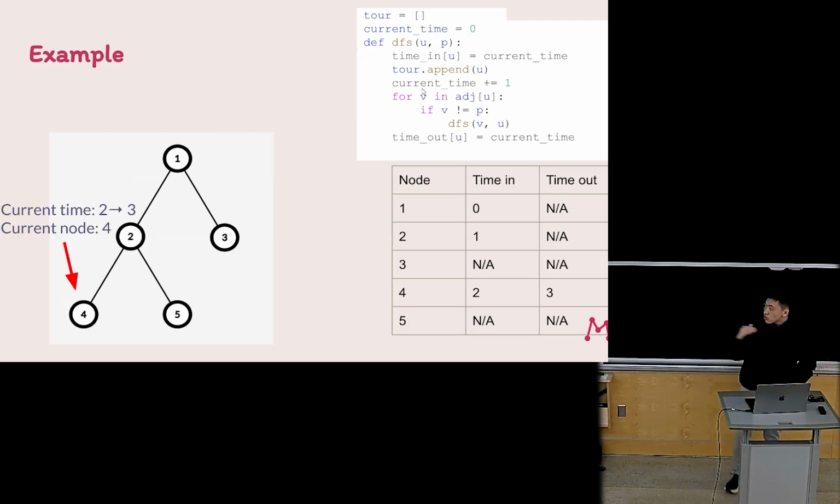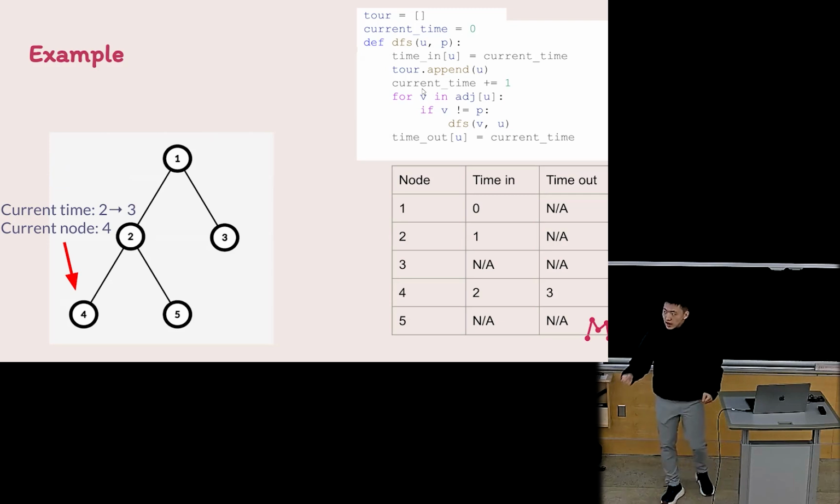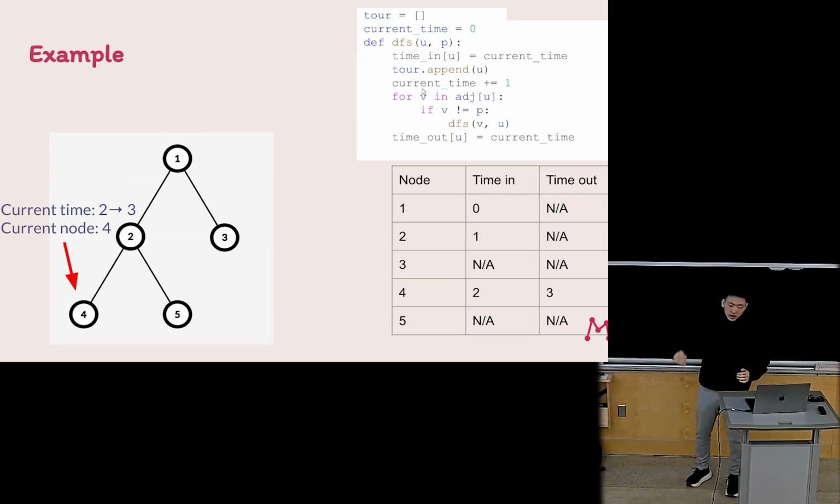So now we go to 4, we clock that our current time for 4 is 2, and we also note that since there are no children for node 4, we are also exiting node 4 in this operation. And so when we exit node 4, we record that the current time after we've done all of our operations on node 4 is 3. So we record that the time in for node 4 is 2, and then the time out for node 4 is 3.